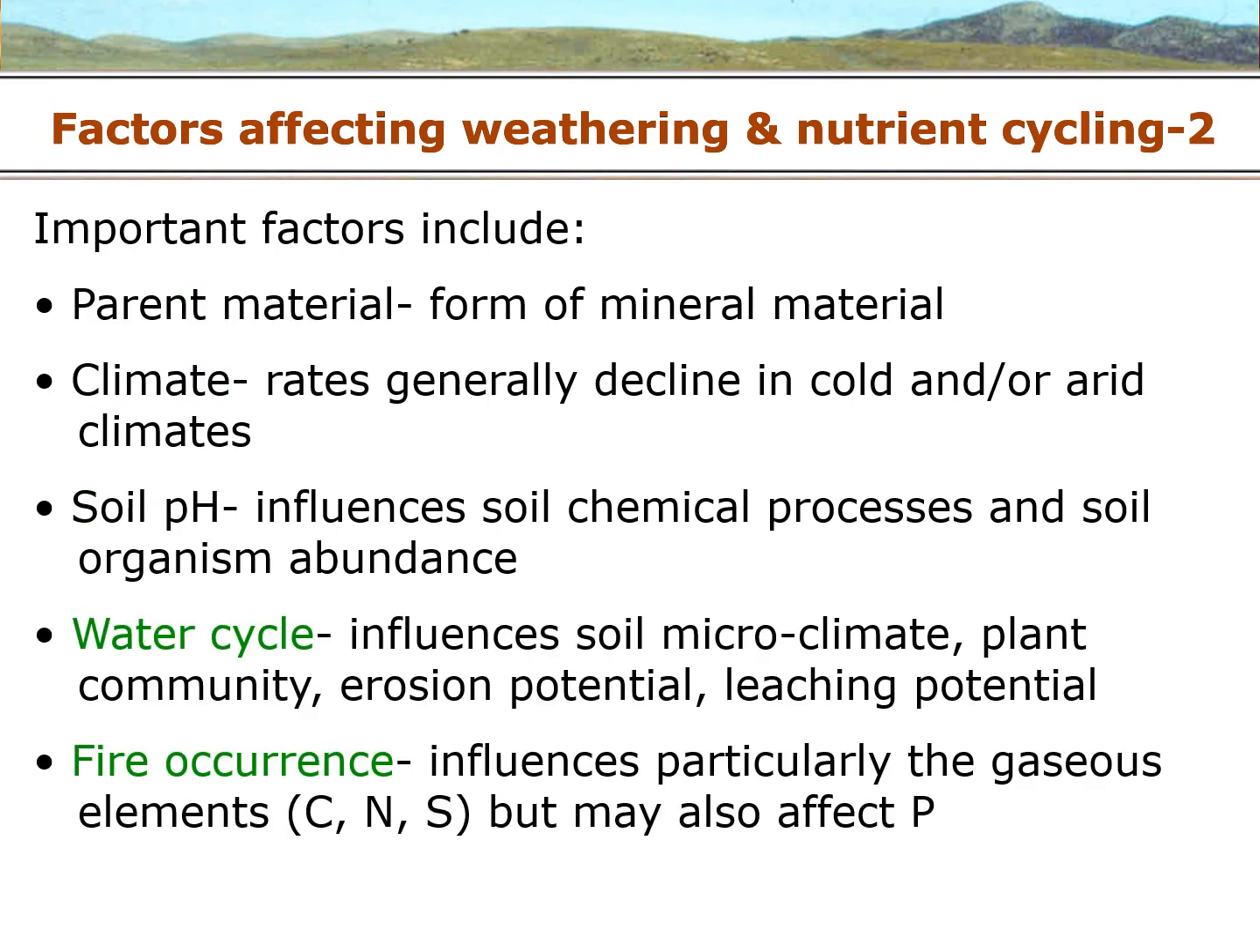Other factors include the water cycle, which influences soil microclimate, plant community, erosion potential, and leaching potential, and also fire occurrence, which influences particularly the gaseous elements of carbon, nitrogen, and sulfur, but also the organic part of phosphorus, and other minerals and nutrients as well, if the fire occurs at higher severity, which was mentioned earlier.